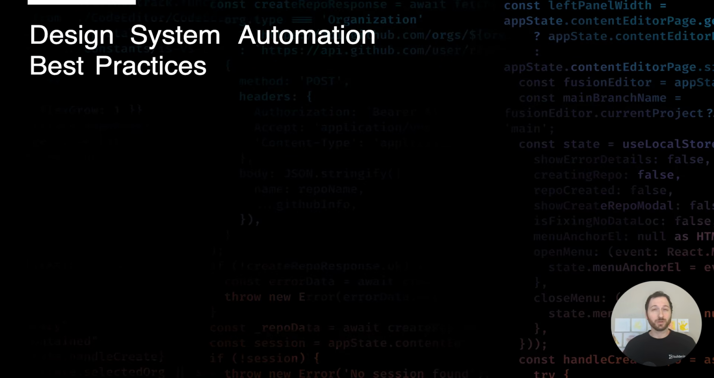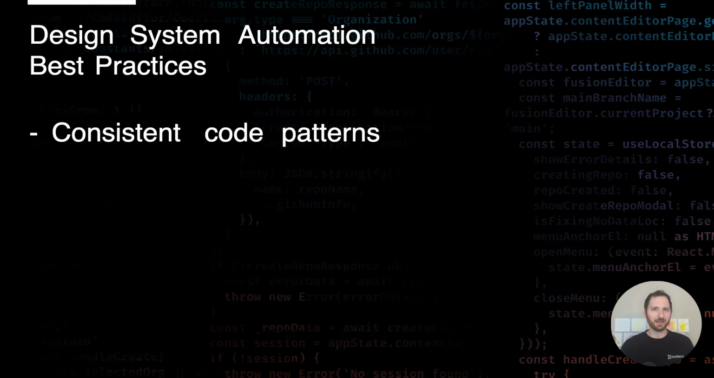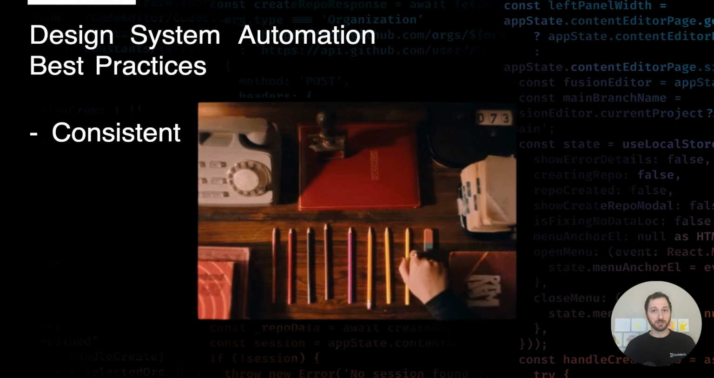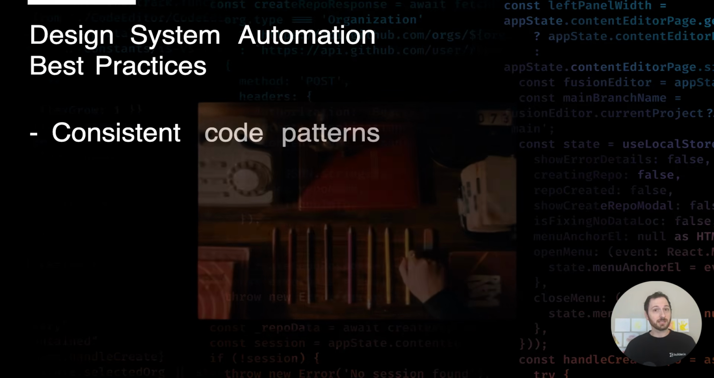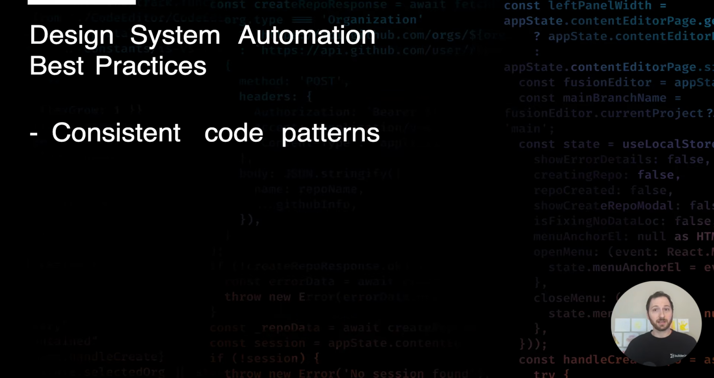Now, before you rush off to automate everything, there are some important prerequisites. AI automation works best when you have these solid foundations in place. First, consistent patterns. Your design system needs predictable naming conventions, component structures, and file organization. AI learns from your existing patterns, and an agents.md file can help too.